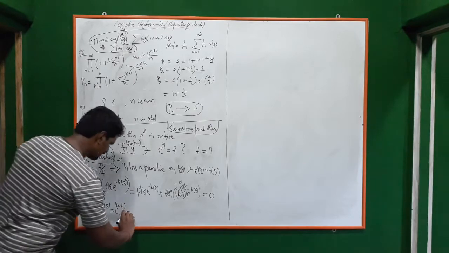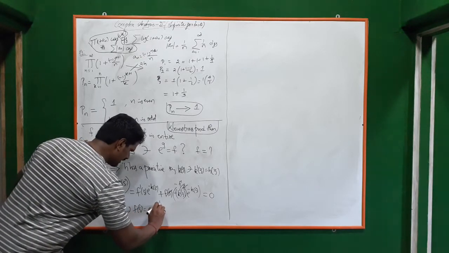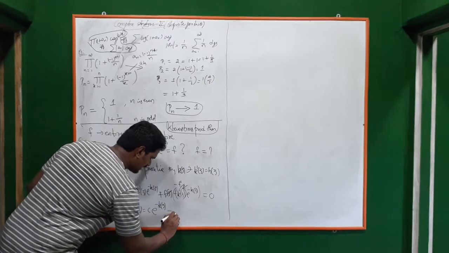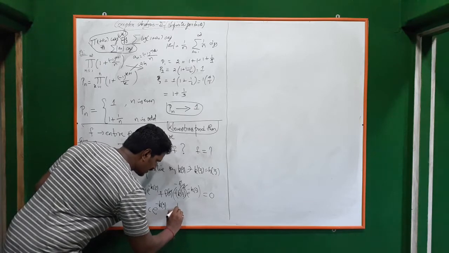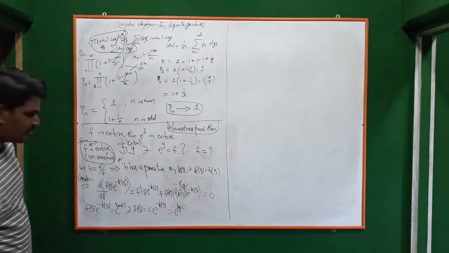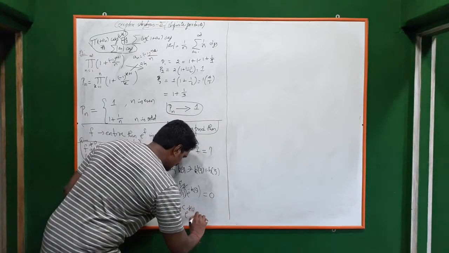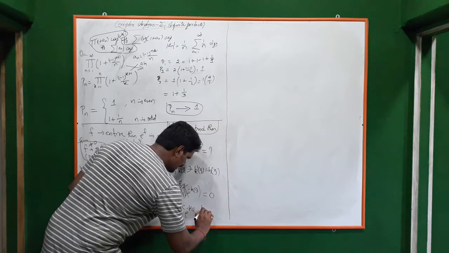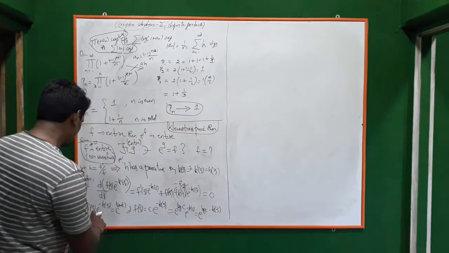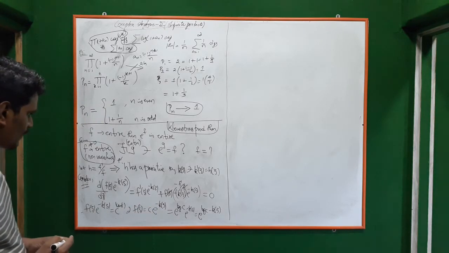That means f of z is a constant times e power minus k of z, and this constant we can write as e power log c, right? So e power log c into e power minus k of z. So this will be e power log c minus k of z.